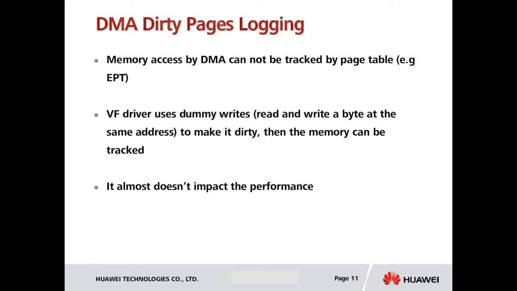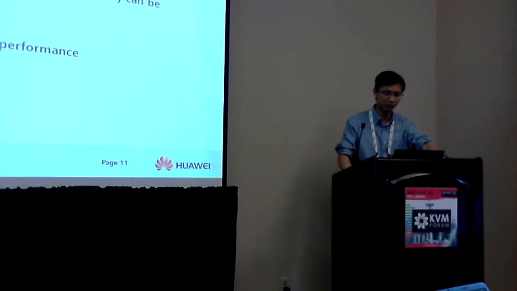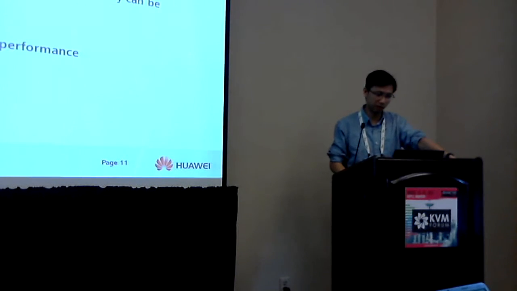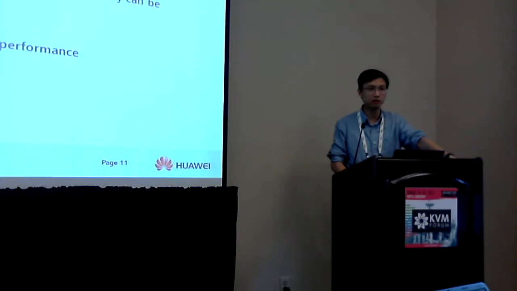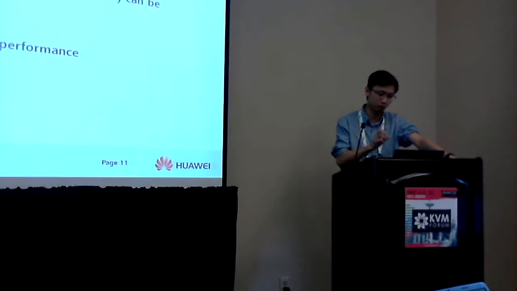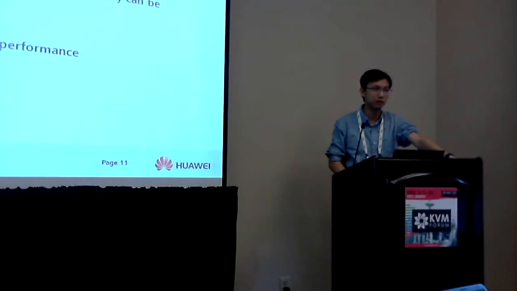Okay. So for the DMA dirty page logging, memory access by DMA cannot be automatically checked by the page table like EPT. So for the assigned device, how do we check the dirty pages made by its DMA? The solution is that we use dummy writes in the VF driver. That means when the VF driver receives packets from the physical NIC, it will directly do a read and write on the same address. Then the memory will become dirty, so the memory can be checked.